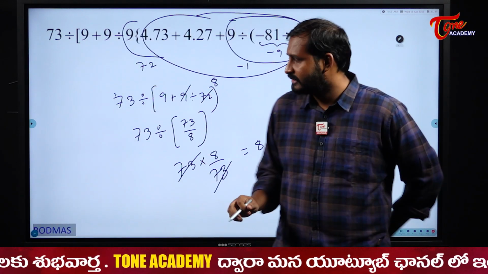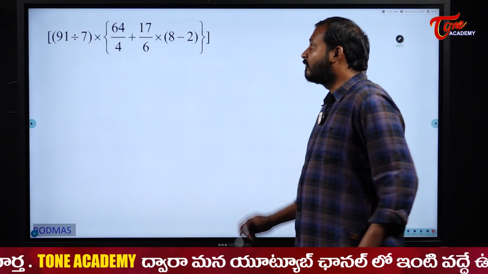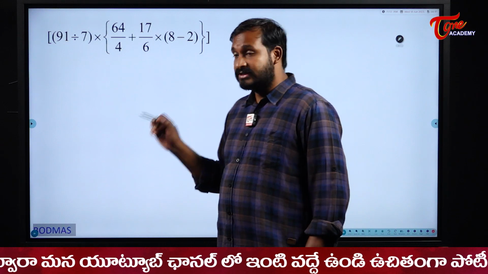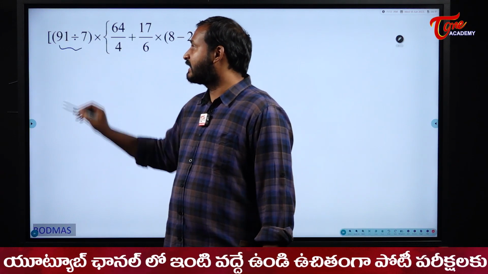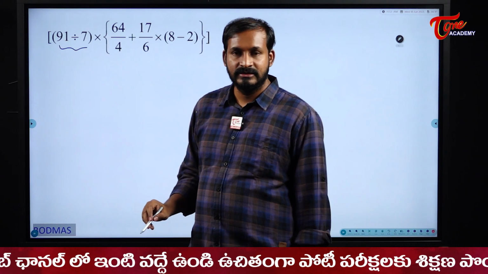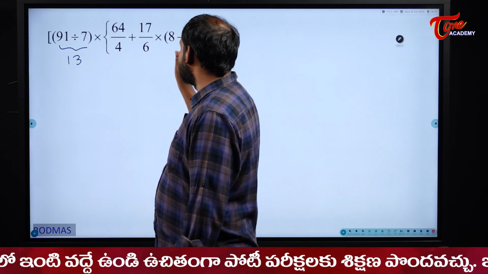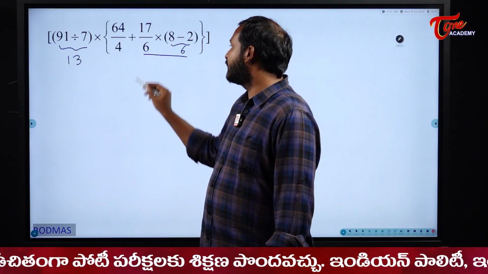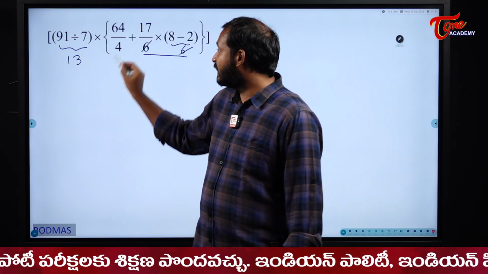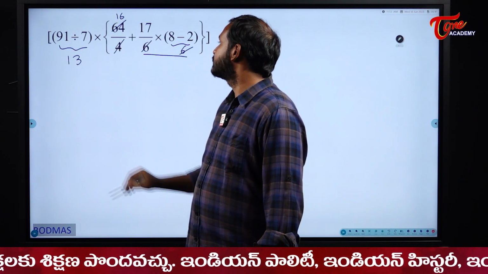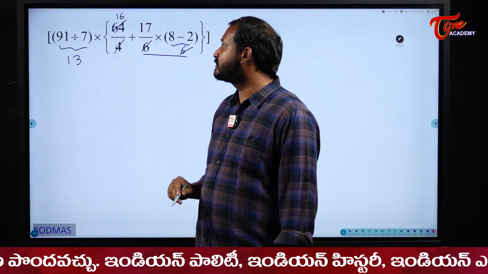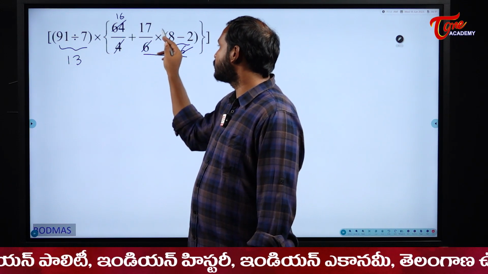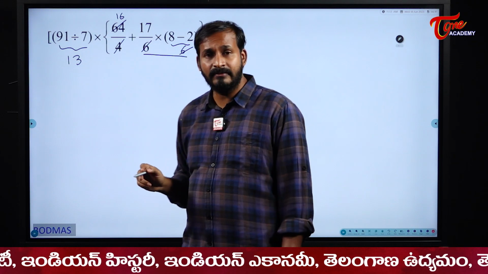Understood? Right? The next one. Now please try to solve this one, students, everyone. 91 divided by 7. As I already told you, first we should solve this small bracket. 91 divided by 7 becomes 13. Now come to this small bracket. 8 minus 2 will become 6. And then next this multiplication, 6 will get cancelled. And then 4 16s. So 16 plus 17 will become 33, because all these things get cancelled.